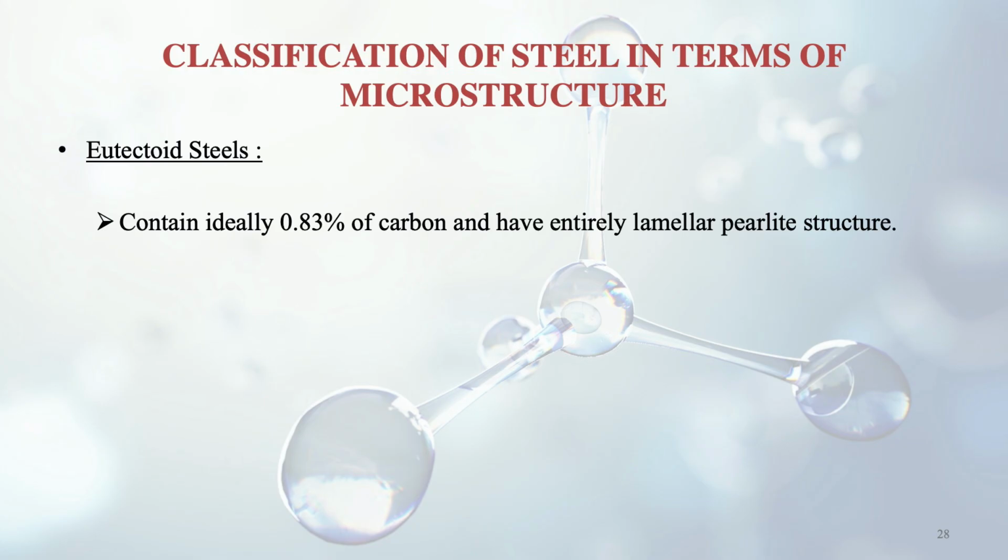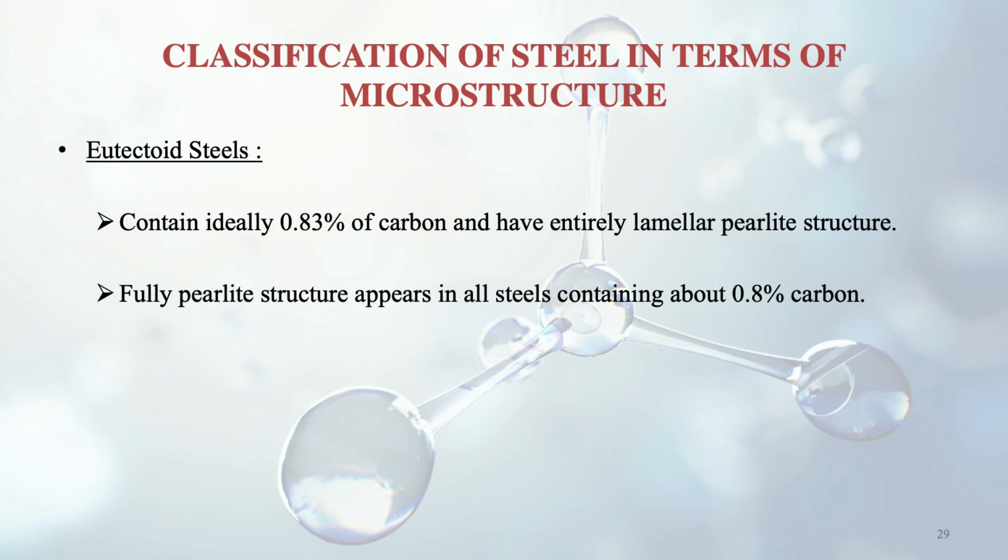So now we discuss the classification of steel in terms of the microstructure. There is a term known as eutectoid, and eutectoid steel. What does it signify? It shows that ideally 0.83% of carbon is present in the steel, and it has an entirely lamellar perlite structure. Like I told you earlier, around 0.8% only perlite is present. So eutectoid steel is about 0.83% carbon. A fully perlite structure appears in all steels containing 0.8% carbon.